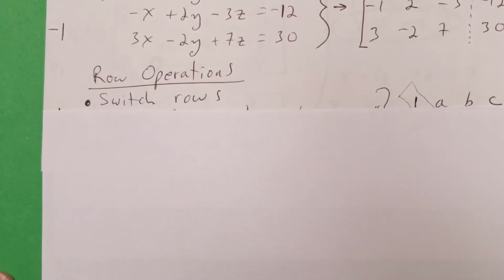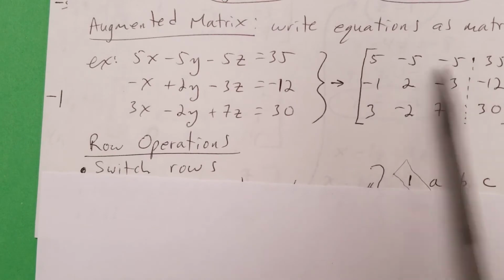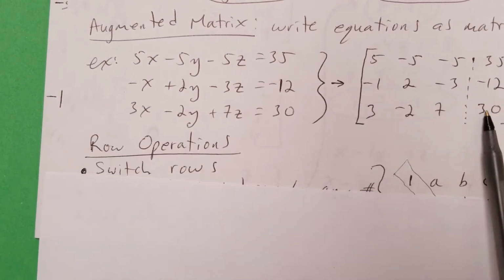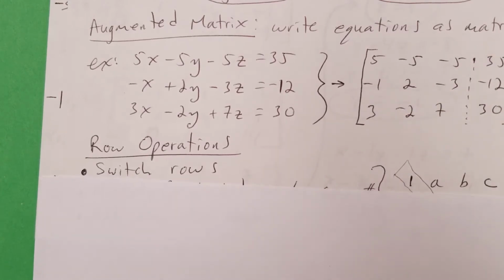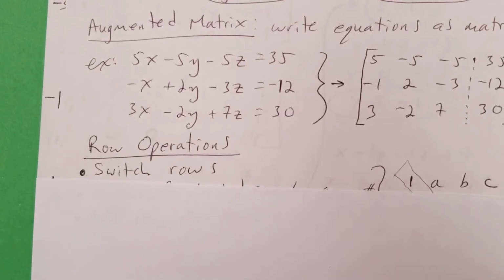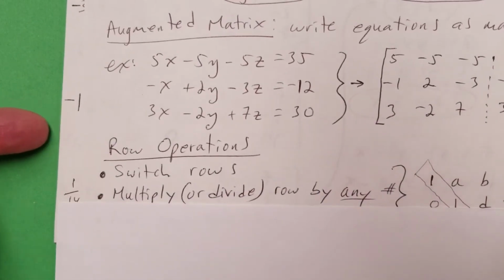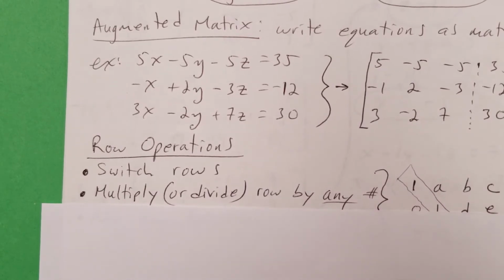First one is to switch rows. So these are the rows going across. You have 3 rows. So if it helps you, you can switch rows. You can put this row on top and this top row on the bottom. If that in some way helps you, you're allowed to do that. It won't change the answer. So that's the first one, switch rows. The second one, multiply. That's the other page. Let me cover it up. Multiply or divide, right?